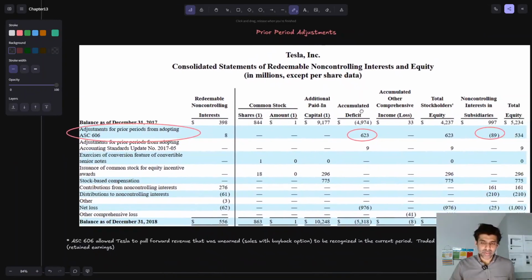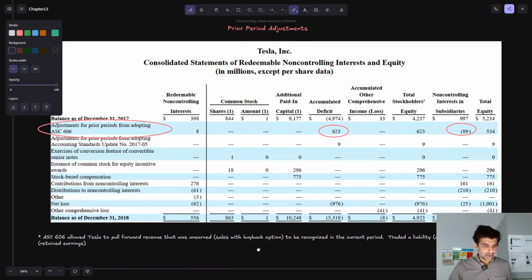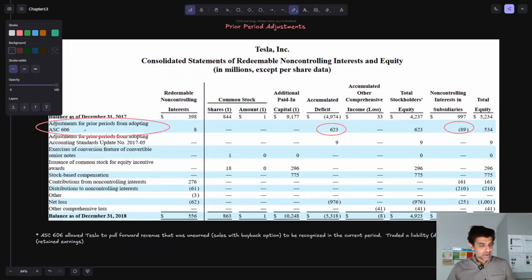Another topic that they talk about in the chapter is prior period adjustments. So this is Tesla. This adjustment that they made basically allowed Tesla to pull forward revenue. There was a change in the accounting standard where Tesla, before, in the old standard, had recorded cash that it received as unearned revenue, as a liability. But the change in this accounting standard is now allowing them to just recognize all the revenue up front. And this is for sales with buyback options.